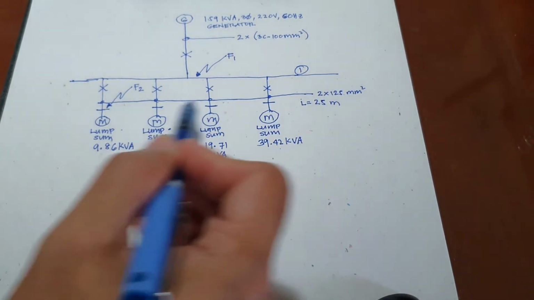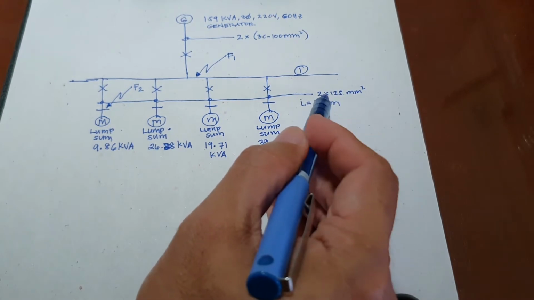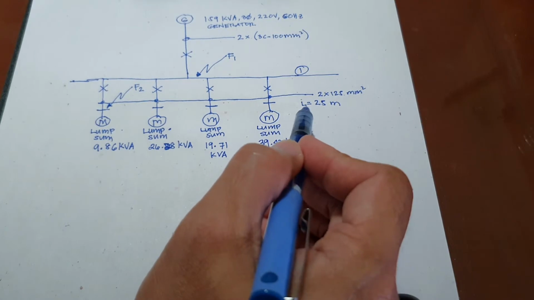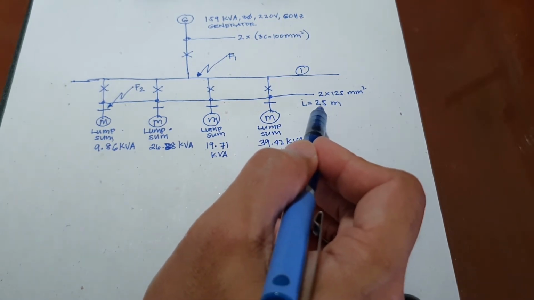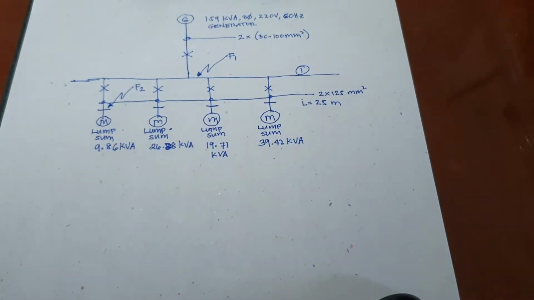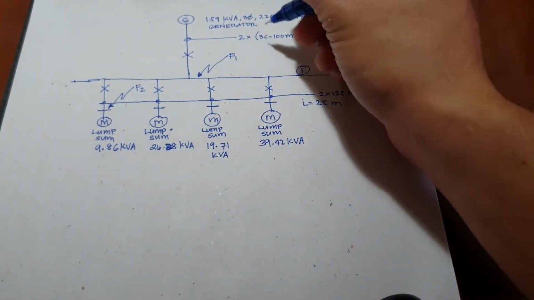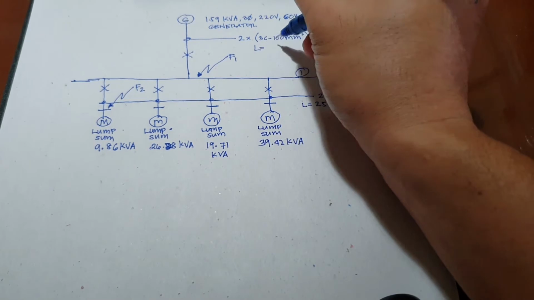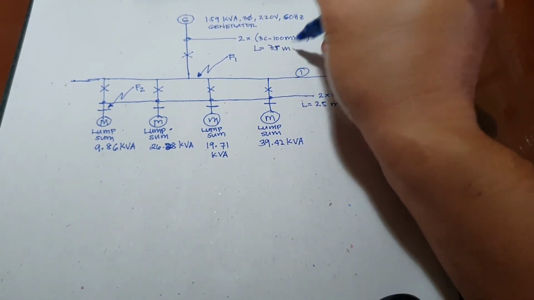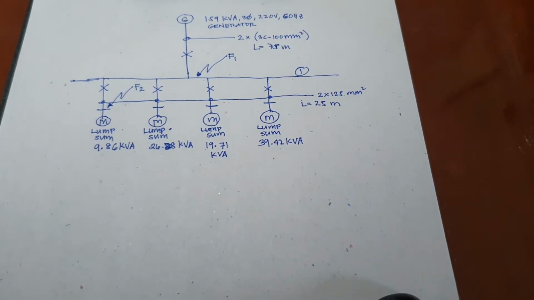The main feeder is two runs of 3 core 100 mm squared, and the sub feeders are 2 by 125 mm squared, and the length is estimated at 25 meters, and here the length is 75 meters for the main feeder.